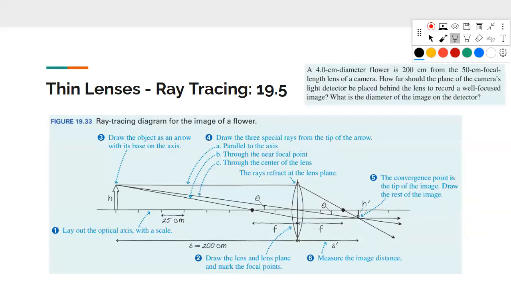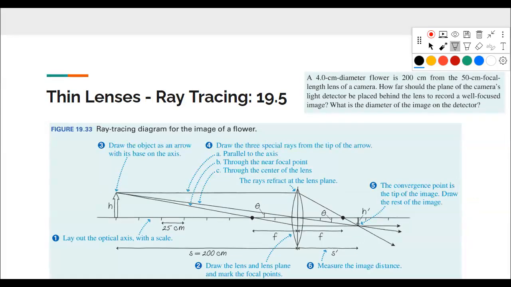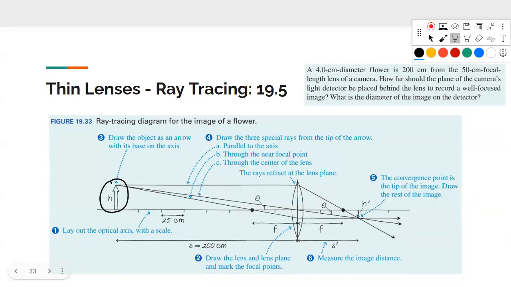And so we have an example problem here. And I actually just pasted in the diagram for you. So here we have a 4 centimeter diameter flower. So that would be our height H. Well, I think the way that they're doing this, they don't quite say, but I'm imagining that the flower is centered on this central line.